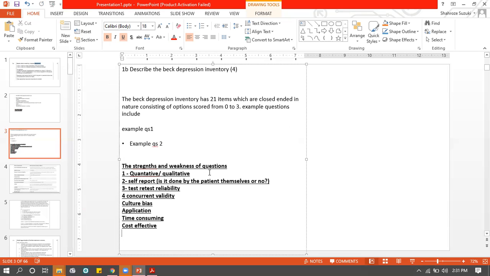So, the Beck Depression Inventory. I want you to turn your mics on. This is going to be a discussion sort of activity. So the Beck Depression Inventory, is it going to be quantitative or qualitative?